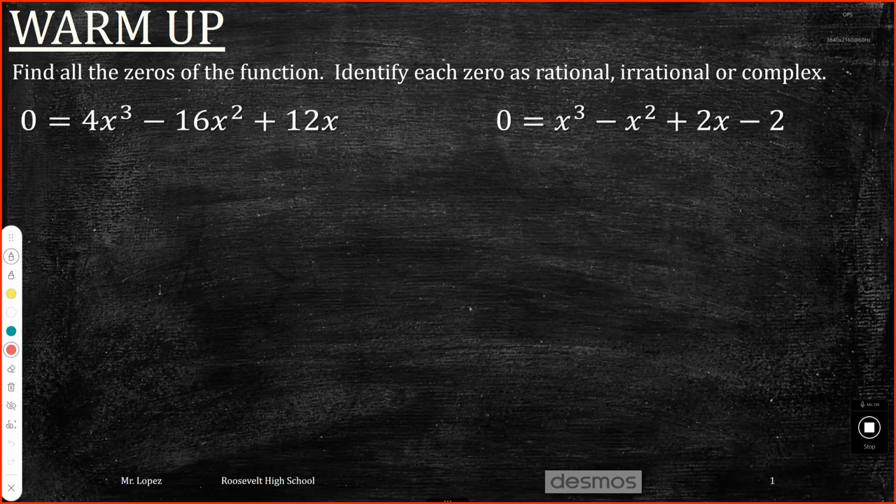So we're going to find all the zeros of the function, and then we're going to identify each zero as rational, irrational, or complex. So we need to find the greatest common factor. And the greatest common factor is, what's the biggest number that divides evenly into 4, 16, and 12? And that number is 4.